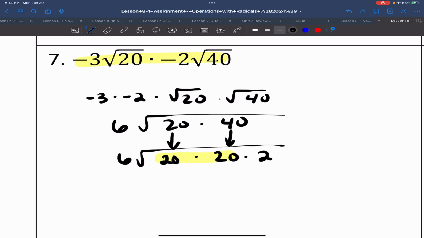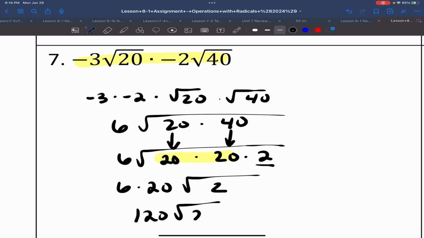Technically I'm supposed to circle that, but you know that if you have a pair of the same number, one of them comes out and the other one is gone. You don't need that anymore. So it's 6 times 20 root what's left over, the 2. So it's 120 root 2, and that's your answer.